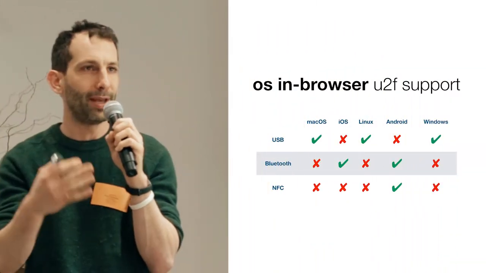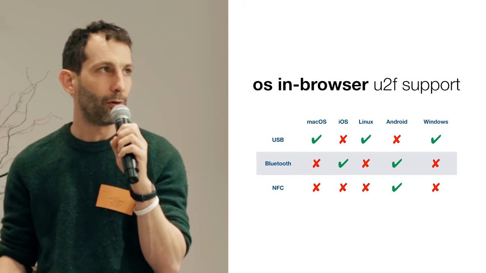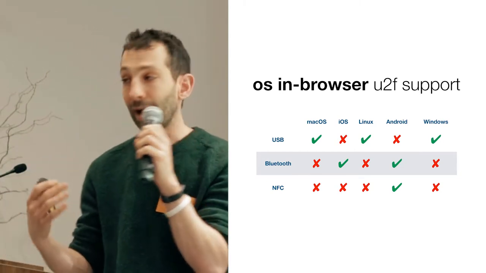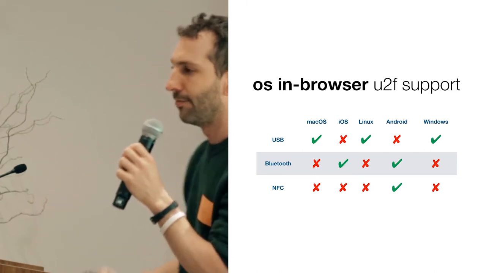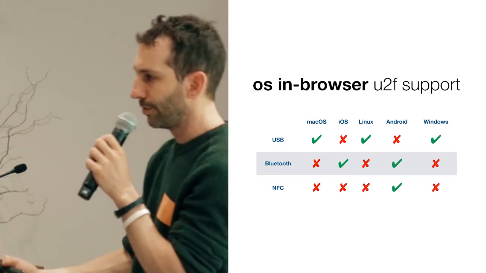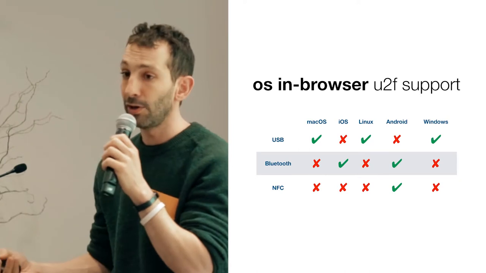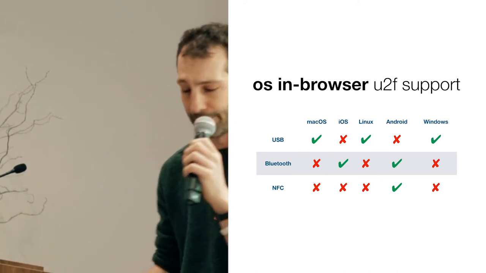Security keys will work with all the major operating systems available today. They work with macOS, they work on iOS, they work on Linux, they work on Windows, they work on Android. Depending on what device and what system you have, you will want to pick a different type of security key. So if you have a desktop running macOS or Linux or Windows, you can get a USB security key. If you have an iOS device, you need something that supports Bluetooth. And depending on your Android, you might be able to use something that supports NFC.